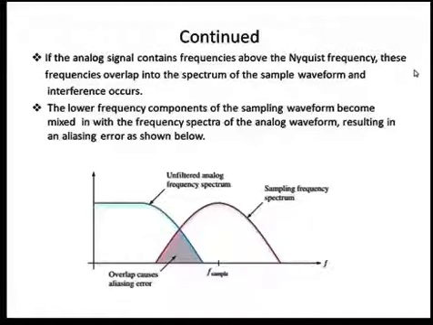So if the analog signal contains frequencies above the Nyquist frequency, these frequencies overlap into the spectrum of the sample waveform and interference occurs. You can see this phenomenon in this figure. The lower frequency components of the sampling waveform become mixed in with the frequency spectra of the analog waveform. So this blue line shows the unfiltered analog frequency spectrum, and this red line shows the sampling frequency spectrum. In this shaded area you can see that this overlapping causes aliasing error.